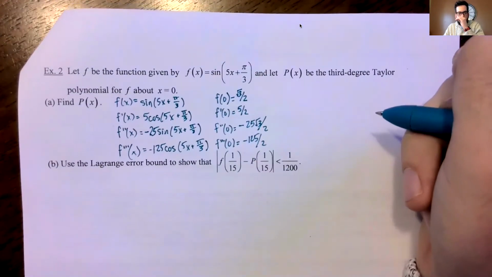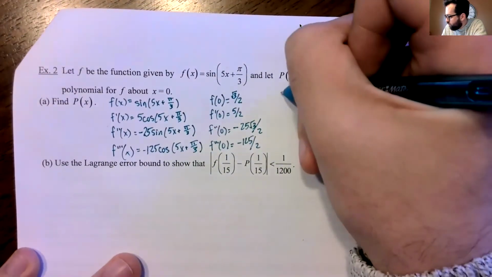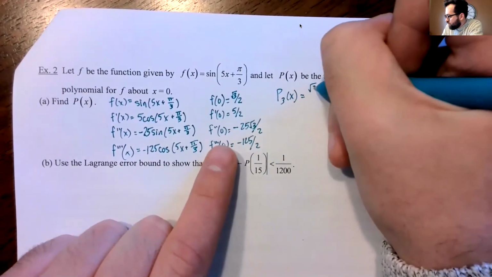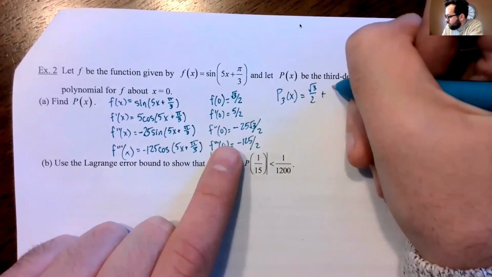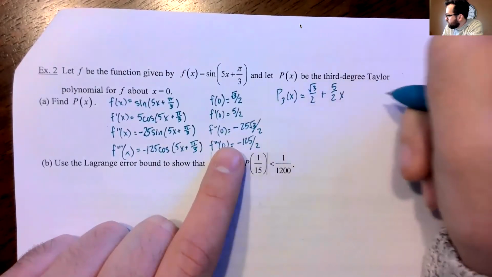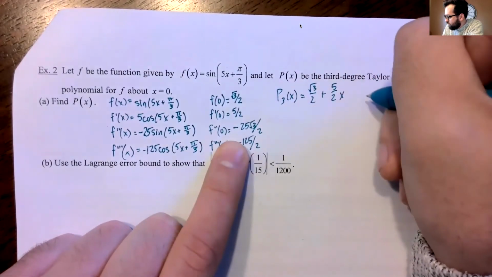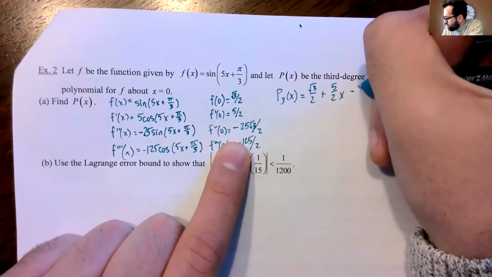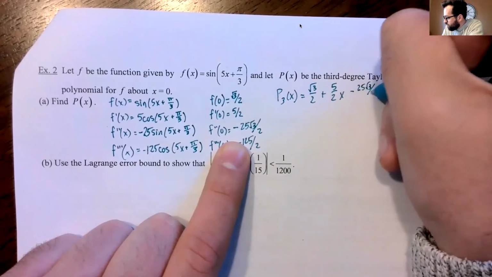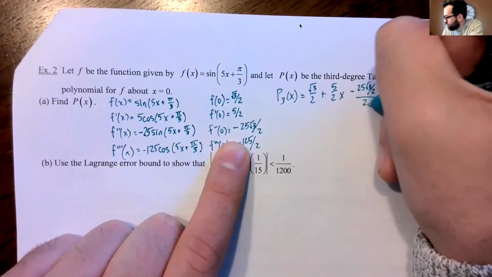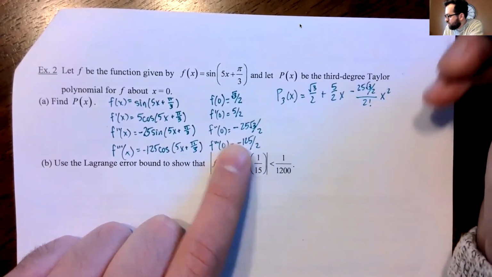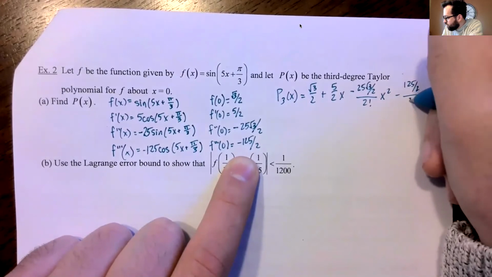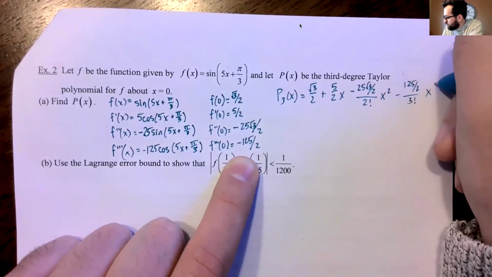Okay, I'm ready to make my third degree Taylor polynomial. So we have p sub 3 of x equals root 3 over 2 plus 5 halves x plus, well, it's negative. So we have negative 25 root 3 over 2 over 2 factorial times x squared minus 125 over 2 over 3 factorial times x cubed.